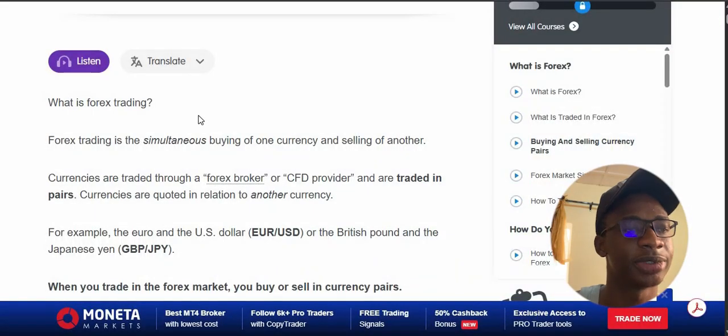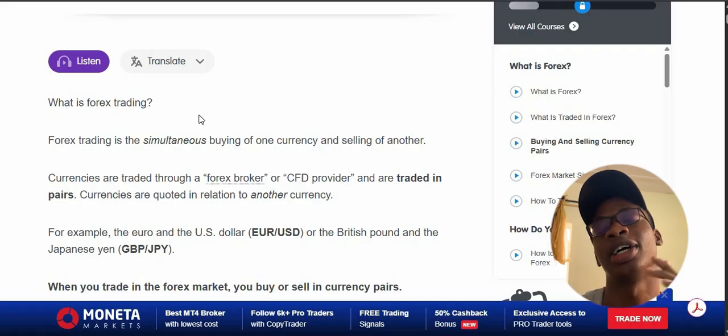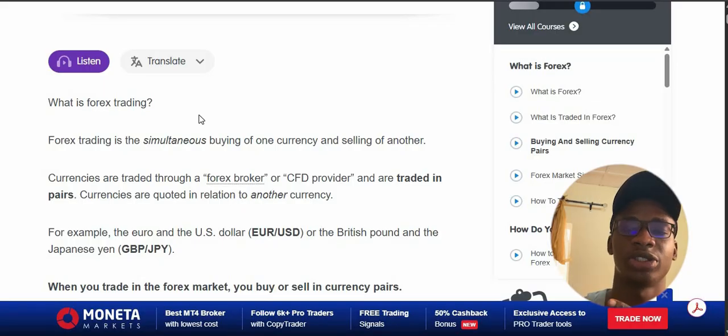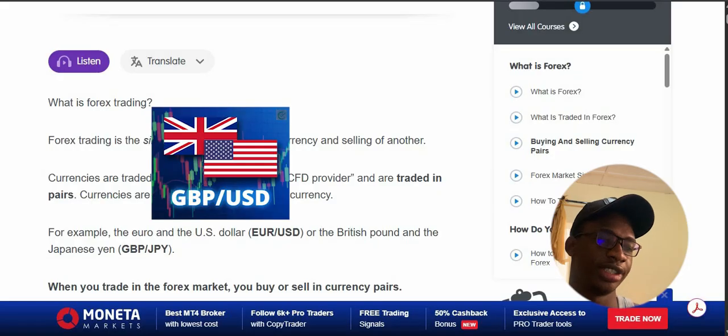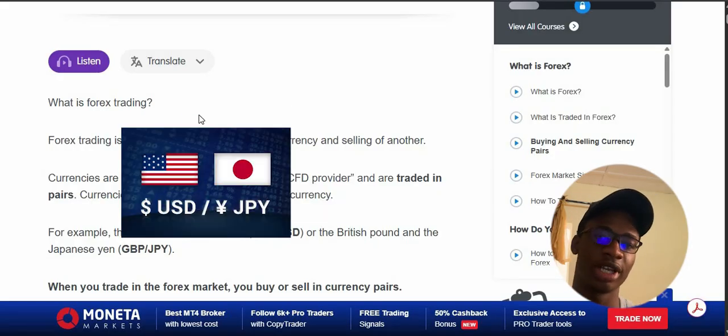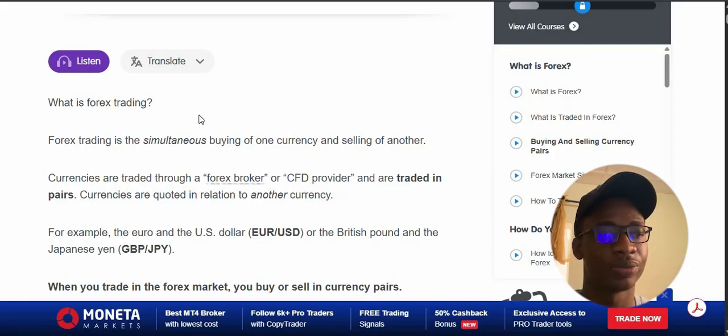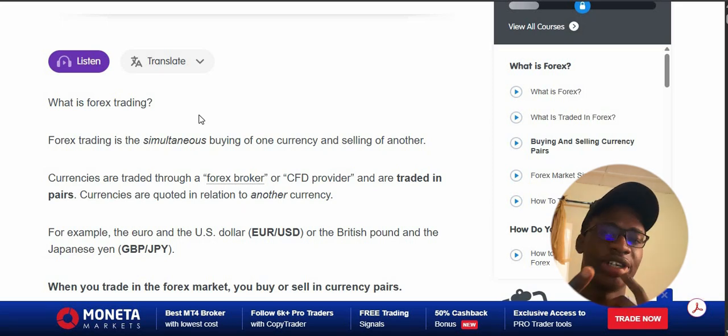So forex trading is the simultaneous buying of one currency and selling another. That is what we do simultaneously. So in the forex market, I don't know if you guys have heard of EURUSD, USDJPY, you get, but forex trading is trading two currencies against each other.